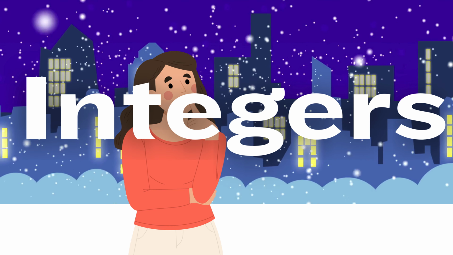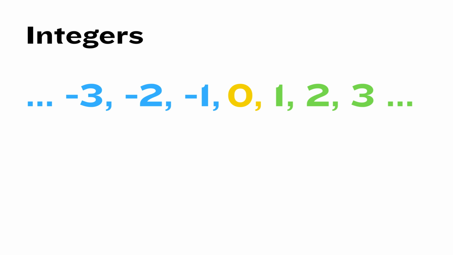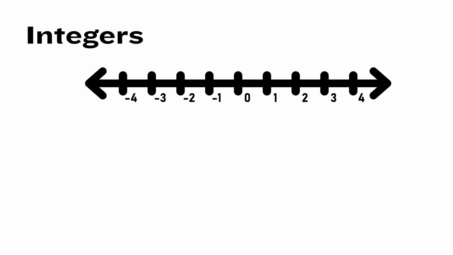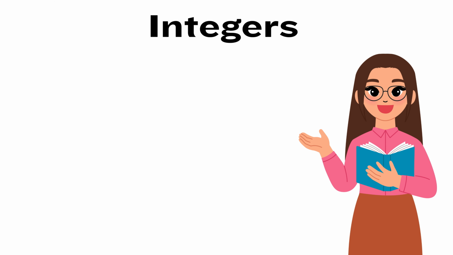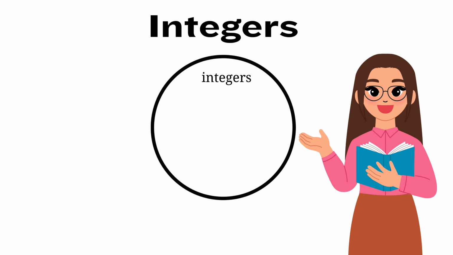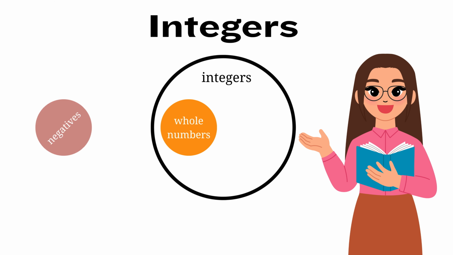Next up, integers. They include all whole numbers, both positive and negative, and 0. Imagine a number line stretching in both directions. These are your integers, the full collection of whole numbers, including the negatives.